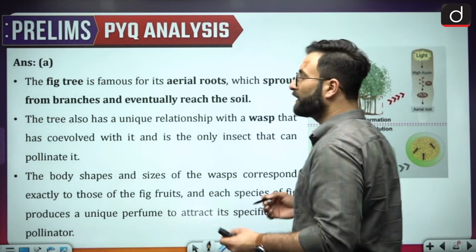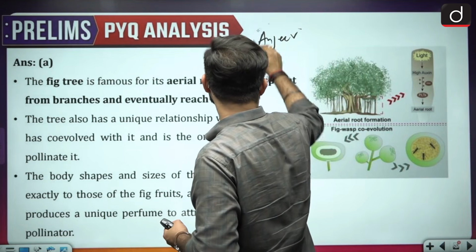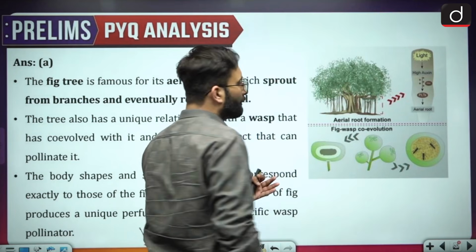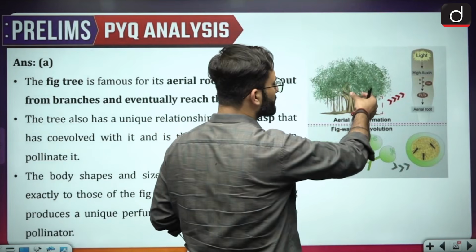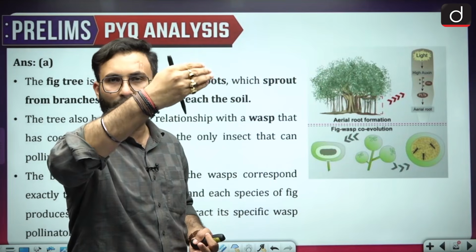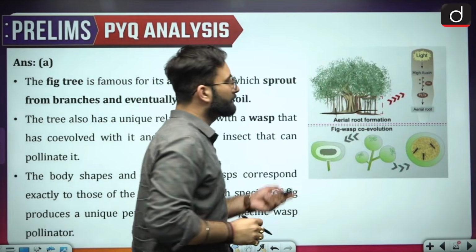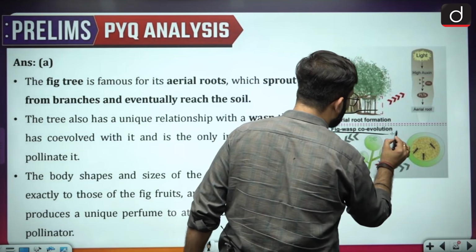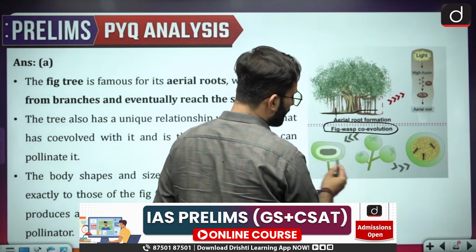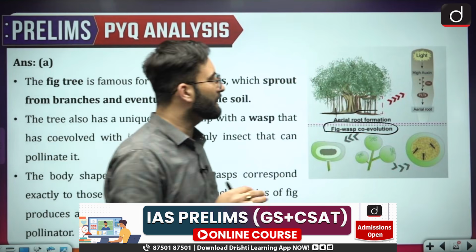Fig, or you must have heard this word, anjeer. So when we talk about figs, they have aerial roots. Aerial roots are the ones which start from your stem or other parts of the tree, and then go down towards the earth. These are called aerial roots. Here you can see it has a fig wasp co-evolution. This is the fig fruit, and inside it there will be a wasp which has a symbiotic relationship with it.